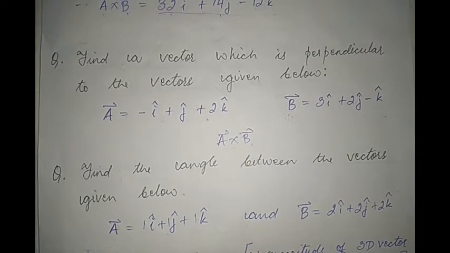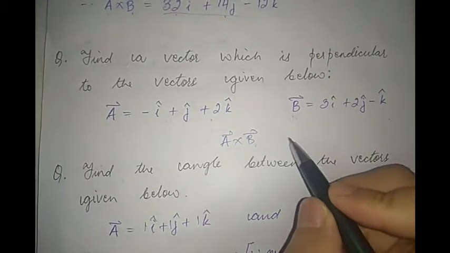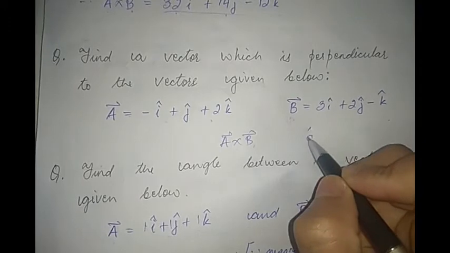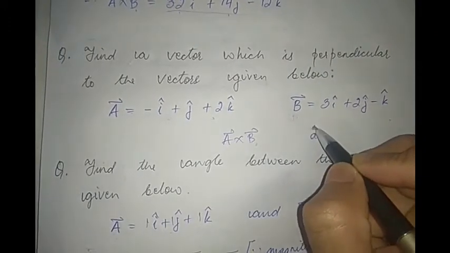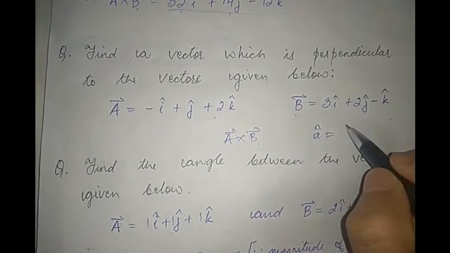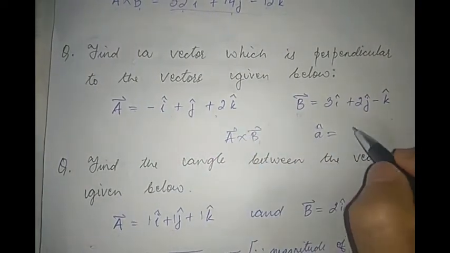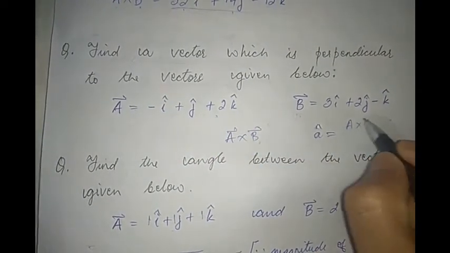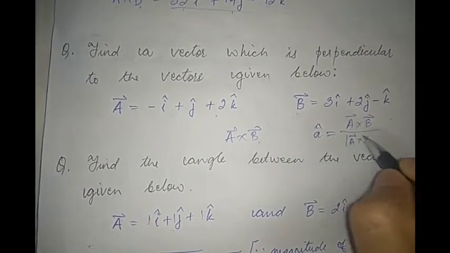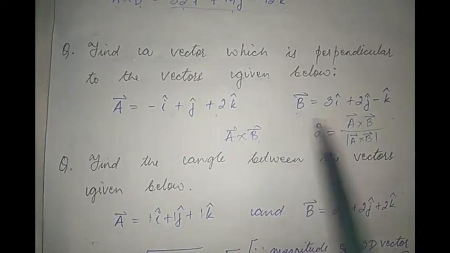But you need to find a unit vector. So what will be the unit vector which is perpendicular to both of these? Let me call A cap the unit vector that we are required to find. According to the definition of unit vector, A cap will be the vector itself, which is perpendicular to both of these, that is A cross B, divided by the magnitude of A cross B. That will give you the unit vector which is perpendicular to both A and B.